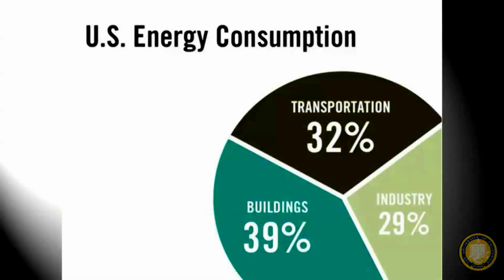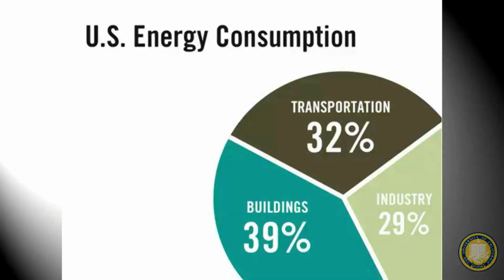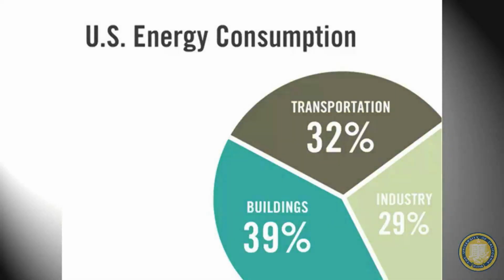And so U.S. energy consumption, and this is broken down by sector, can be grouped into these three areas. Buildings accounting for 39% of energy consumption. And some people think that's even a conservative estimate. Some people say it's 47%, so half of U.S. energy consumption. It's a huge, huge amount. Transportation is 32%, and industrial-related energy use is 29%.